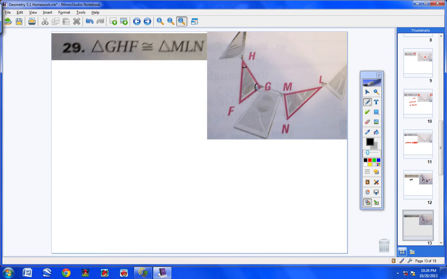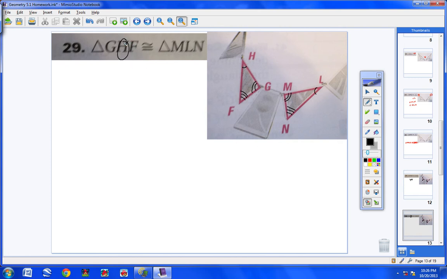It really doesn't matter as long as we match up the corresponding angle with the corresponding angle, that's all that matters. So there, I've drawn it again. Now, triangle GHF is congruent to triangle MLN. Let's see. First angle is G, has 2 marks. Second angle is M, and it has 2 marks.